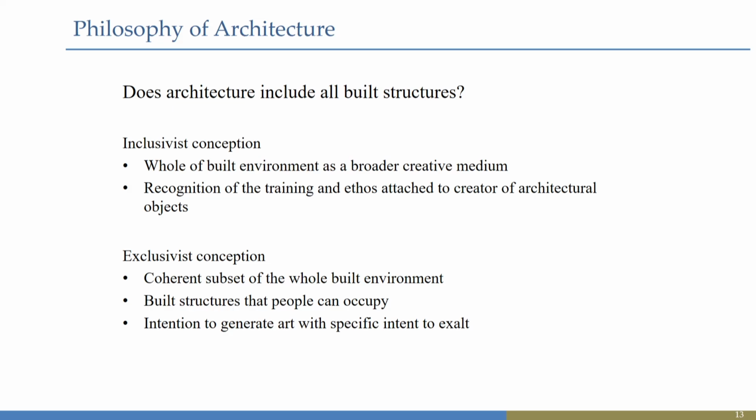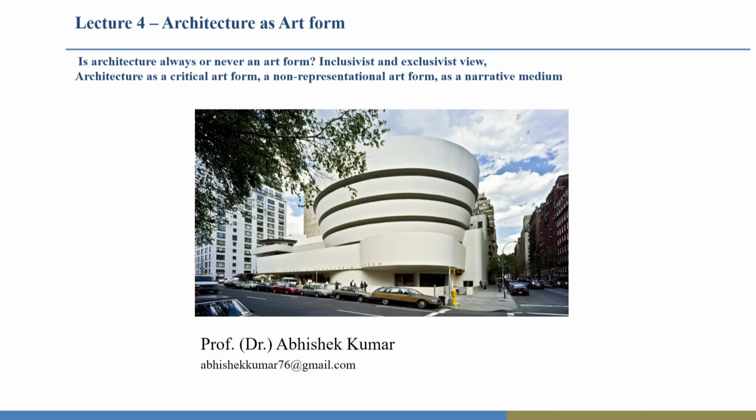So, this is what we have done today. Today we have dealt with this question, is architecture always or never an art form? And here we have not just discussed the inclusivist and exclusivist view, we have also seen different forms of art that can be interpreted in the context of architecture. We have also seen, because of the advent of technology, how the discipline is changing and how new forms of architectural thinking have emerged, which is process as art and art plus technology as another way of thinking about architecture. Thank you very much. I hope you enjoyed the session.